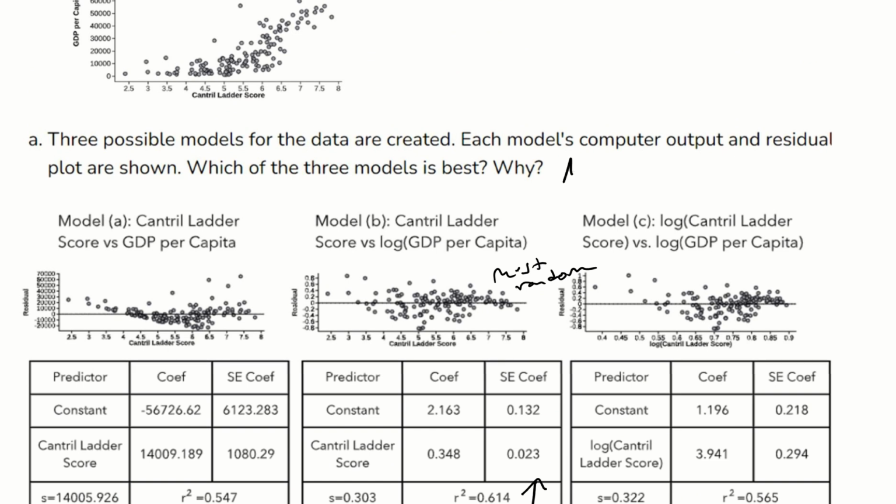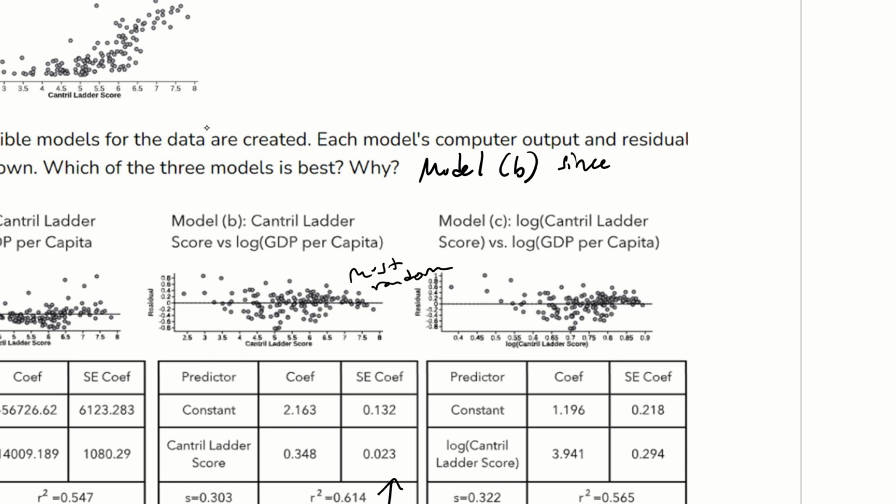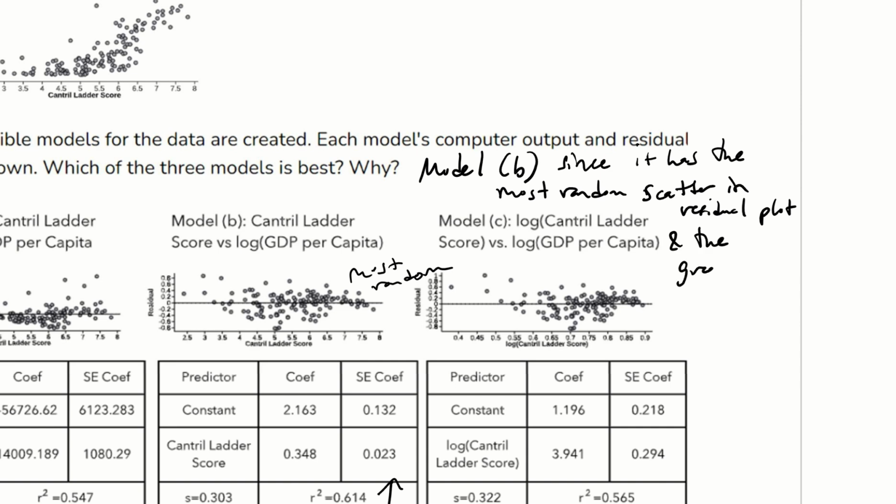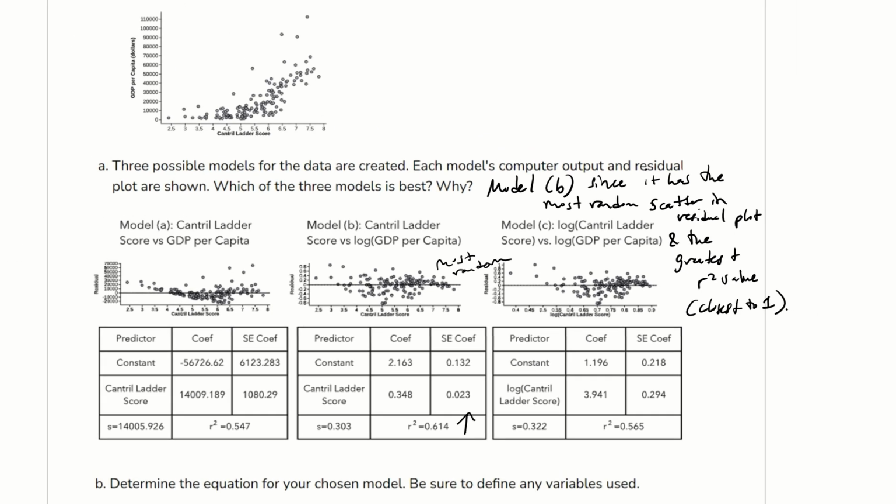So we're going to say model B since it has the most random scatter in the residual plot, and the greatest R squared value, closest to 1. Okay, so that takes care of part A.